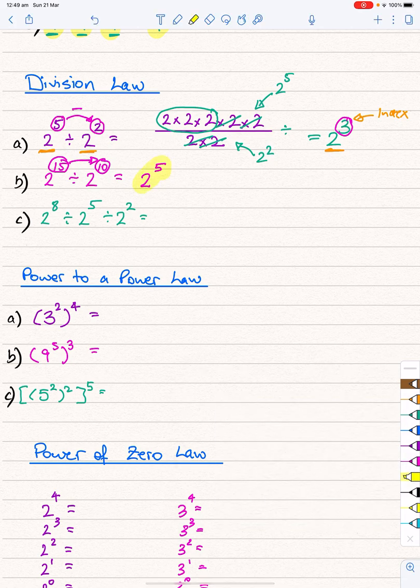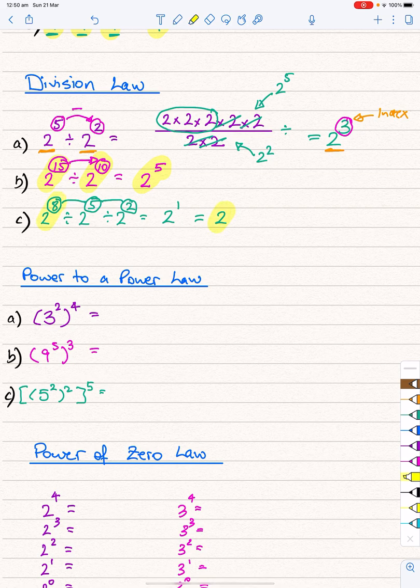This is a much simpler answer than what I started with. So when I get into my final question here, I'm going to be leaving the base the same, which is 2, and I'm going to be subtracting. I'm going to go 8 take away 5, which is 3. Then I'm going to take away 2, which is 1. I get 2 to the power of 1, which I can write more simply as just 2.